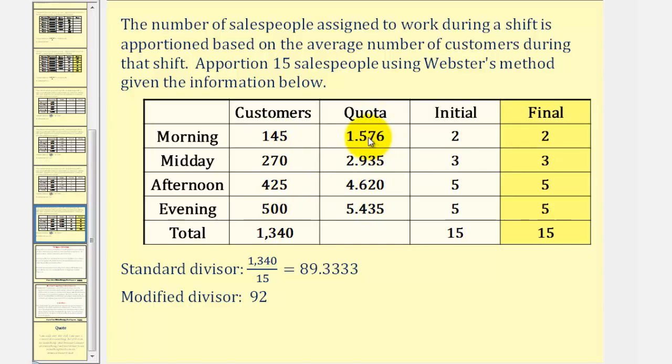Let's go ahead and round to the nearest whole number. This first quota we round up to 2, here we round up to 3, here we round up to 5, here we round down to 5. Notice finally we do have the right amount of salespeople. We have 15 here with 15 salespeople. This would be our final apportionment. So this is how Webster's method works.